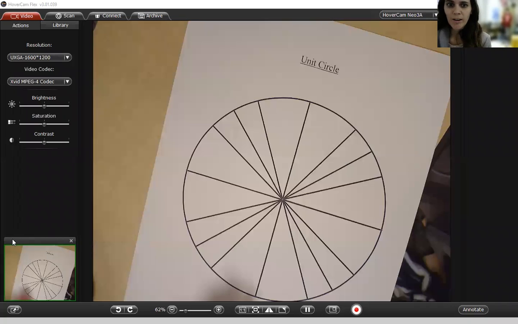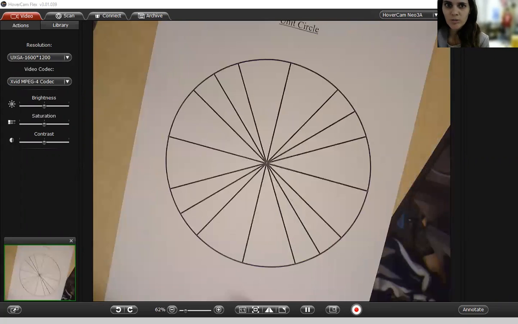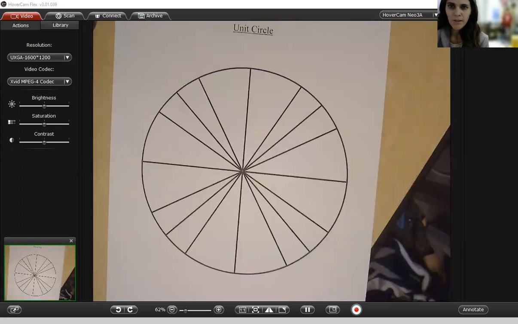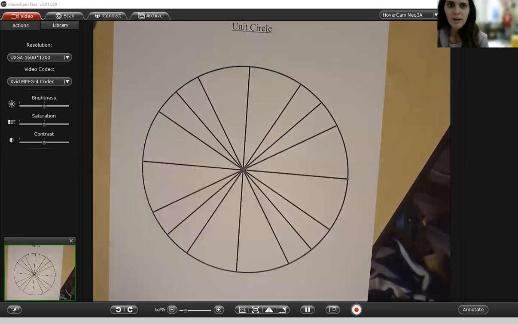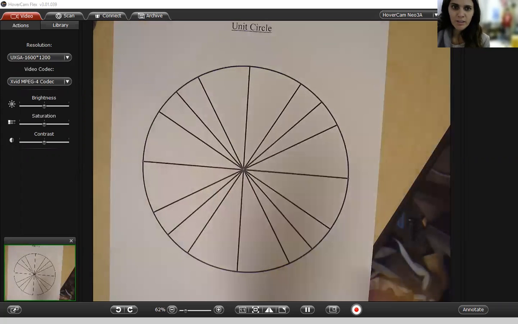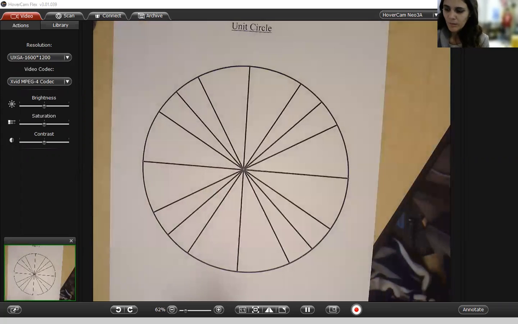All right, hello. I'm going to go over how to complete your unit circle, assuming that you've already kind of reviewed it. I'm going to show you how to do it all together in one flow. First I'm going to do it in radians, and then I'm going to do it in degrees.